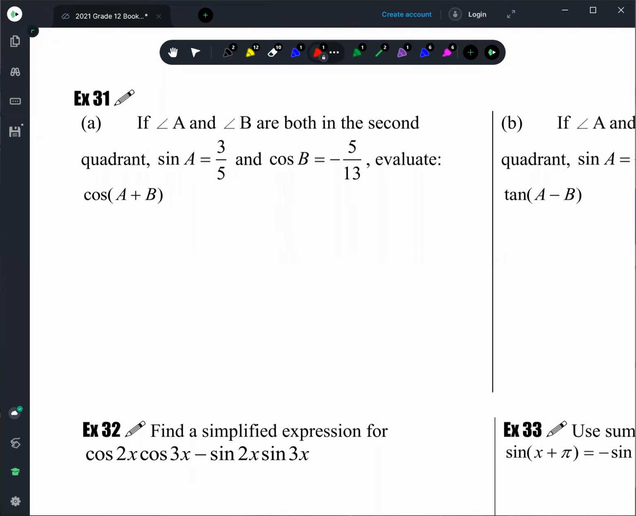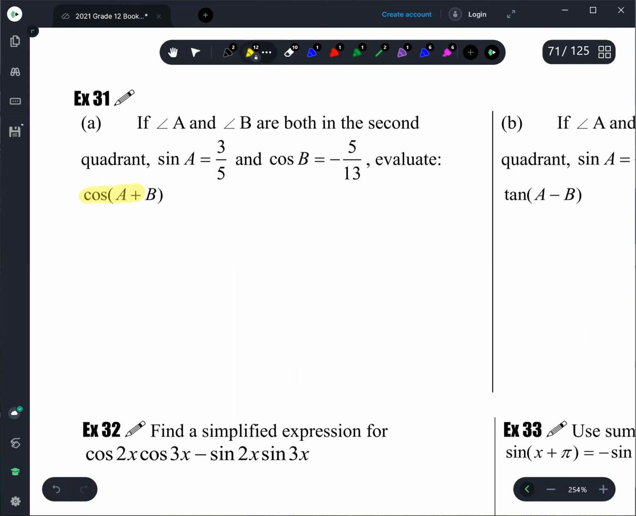If angle A and angle B are both in the second quadrant, sine A equals 3/5 and cosine B equals -5/13. Evaluate cosine A plus B. Okay, so they want you to find, evaluate cosine A plus B.